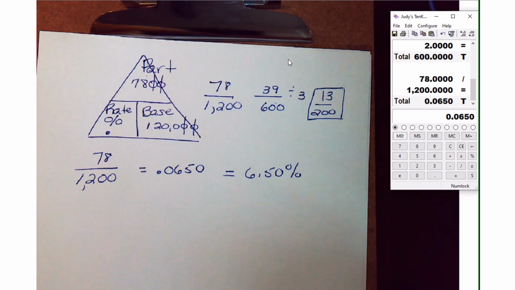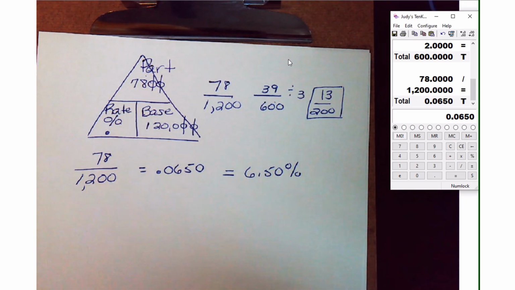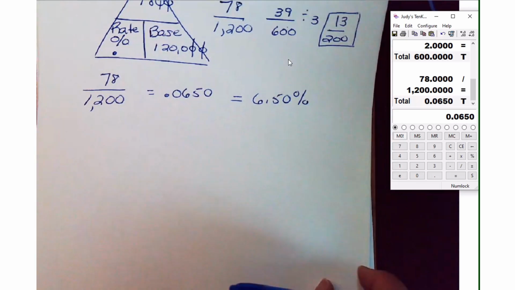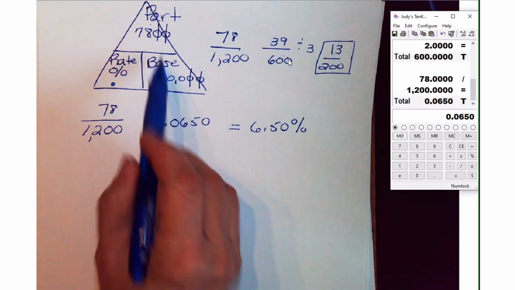So I suggest those of you who are not remembering algebra, if you haven't had algebra in a long time, that you use the triangle method, and then you won't get your numbers backwards.